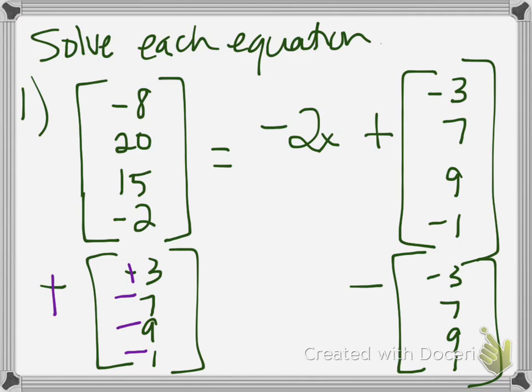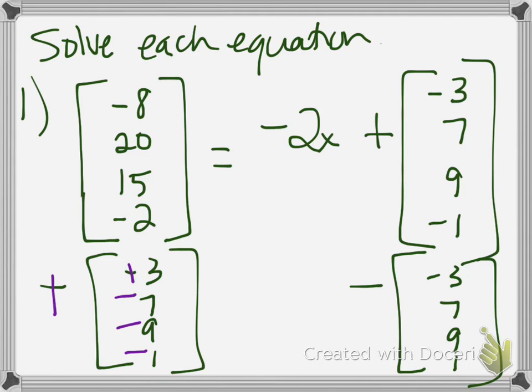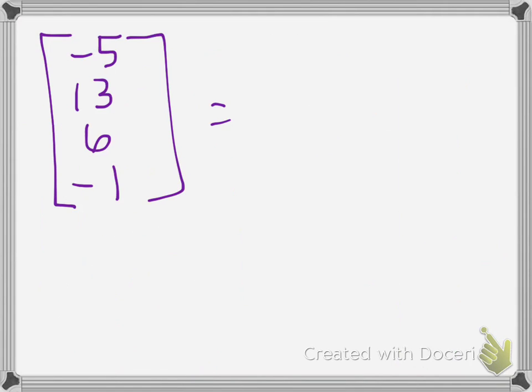I am going to have to go on to the next page in order for us to see this. When I do -8 plus 3, I get a -5. When I do 20 plus -7, I get a 13. When I have 15 plus -9, I get a 6. And when I have -2 plus 1, that is a -1. That was from adding these two matrices together.